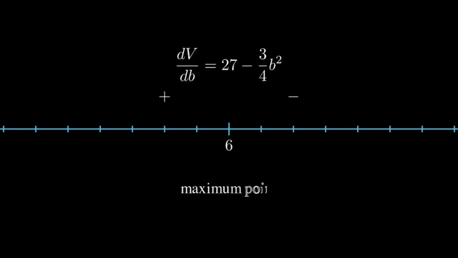Now let's go to the number line and test to see if it is a maximum point. If you substitute any number less than 6 and greater than 6, like what we did before, you will find the derivative is positive on the left side of 6 and the derivative is negative on the right side of 6. This means 6 is the maximum point.